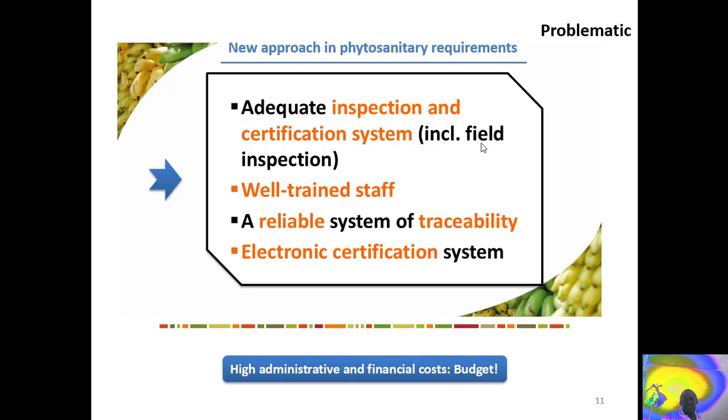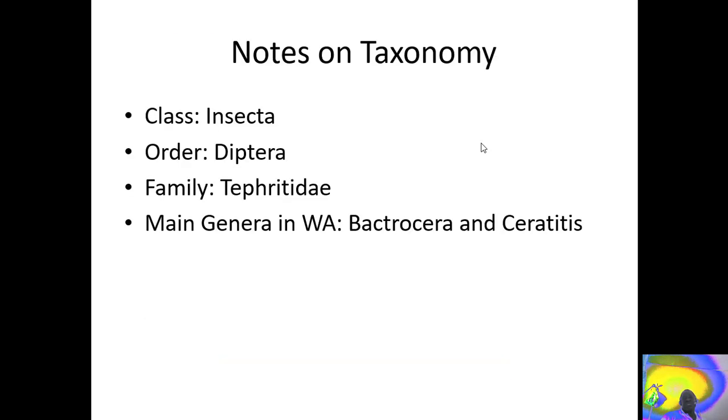With respect to the biology of fruit flies, when talking about taxonomy, I like to say that fruit flies are insects. They belong to the order Diptera, in the family Tephritidae. The two main genera that are causing a lot of damage in our countries are Bactrocera and Ceratitis.